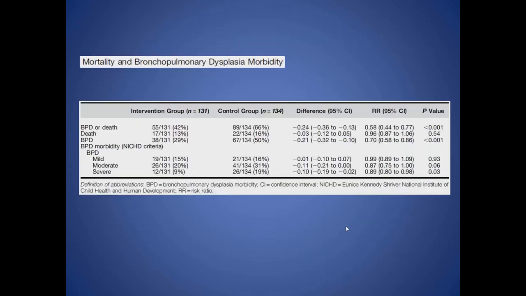Now, this is the end result, including BPD or death, and there's no difference in the mortality, but the BPD as well as the BPD or death was much lower in the intervention group as compared with the control, with a p-value less than 0.01. When you look at the degree of mild, moderate, severe, most of them are actually severe. There's more difference.